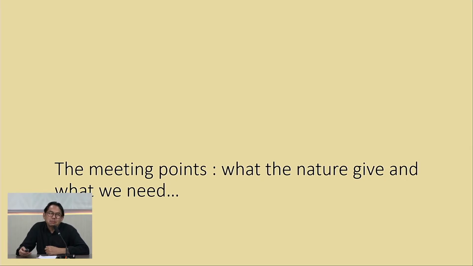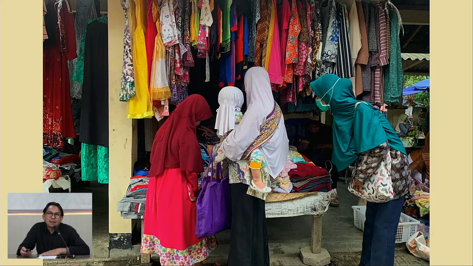Well, of course, the market is also a meeting point in the sense of a place for selling and buying. Usually, we sell something from our farmland, from the garden that we get, and then we buy something that we don't produce in the village. So it's a place for buying something.